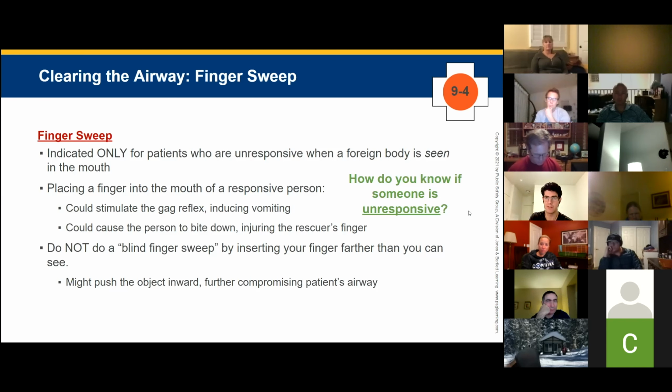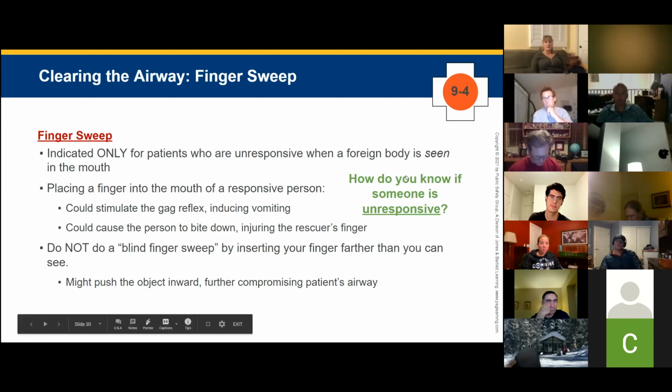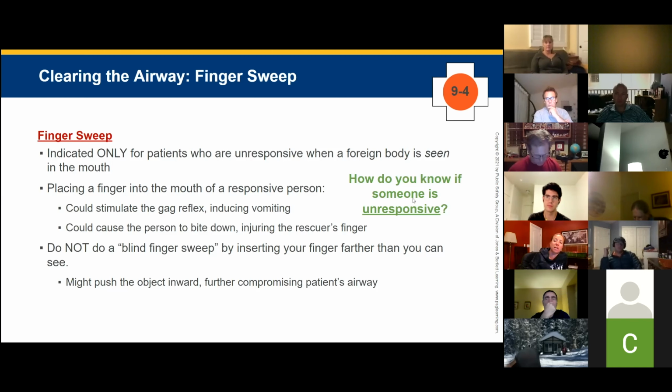And a question for everyone. How do you know if someone is full-on unresponsive and if this is a safe maneuver? Maybe after you try to talk to them and they're not responding verbally, you also pinch the muscle there and they're still not responding with pain. Yeah, that's very good. So you're going down the AVPU, you go from alert to verbal to pain. If they don't respond to pain, you're now at full-on unresponsive. So that is the best sort of proxy you have.